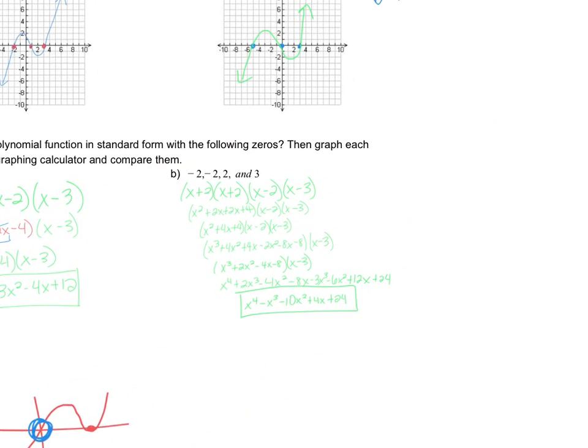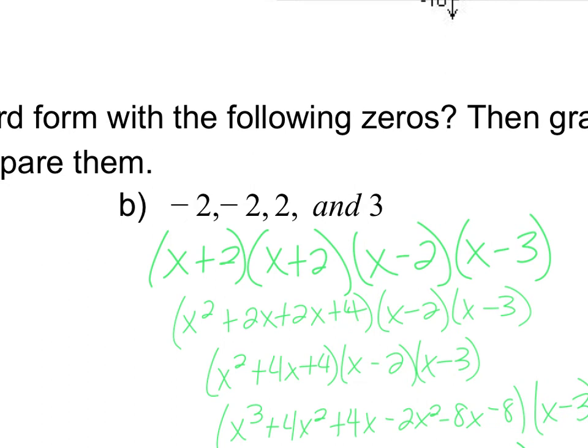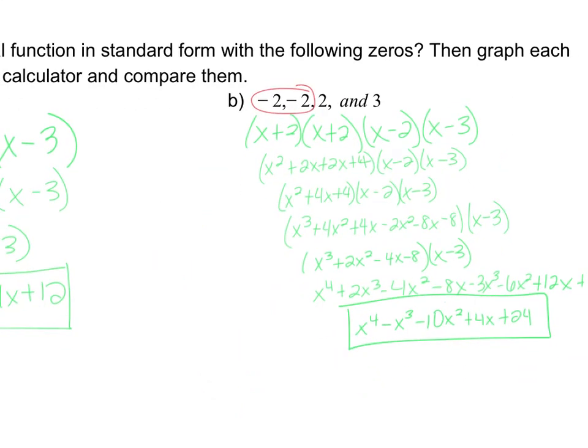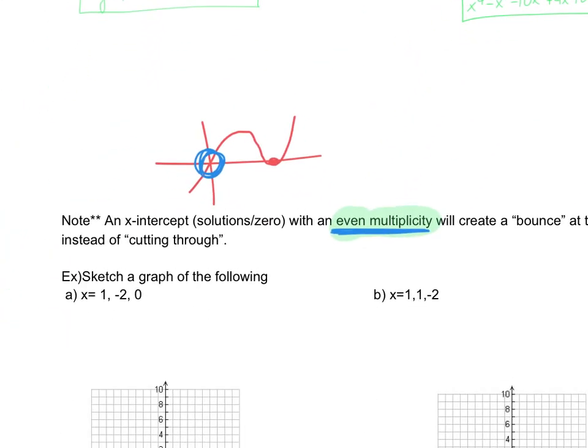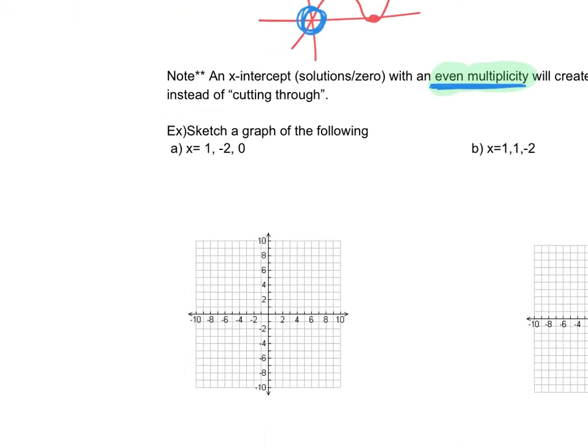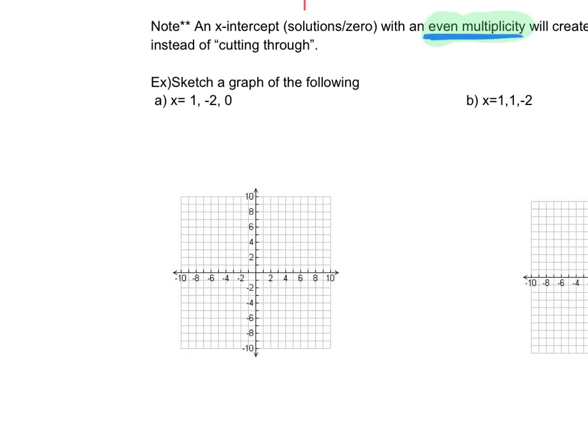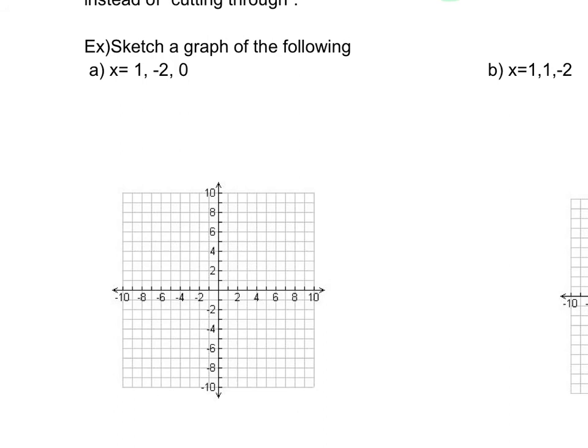So an example of one with an even multiplicity would be this one right here, because of negative 2. That occurs twice. That's 2 of the zeros. Okay, so this one doesn't look like we have any multiplicities, so we don't have to worry about it. So let's just sketch a graph.